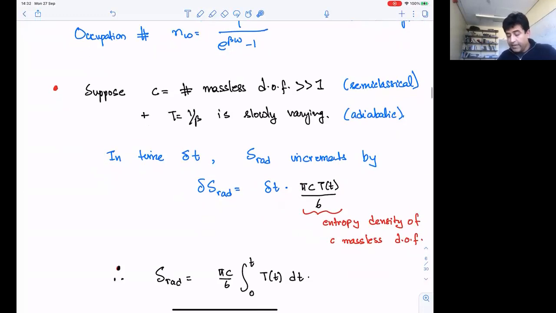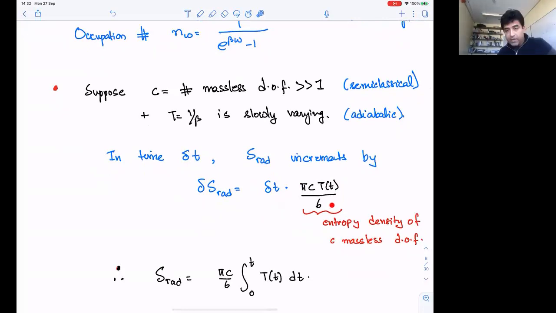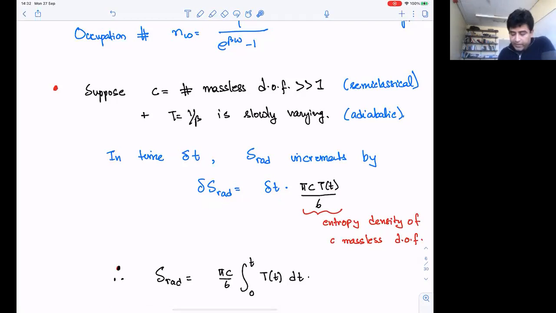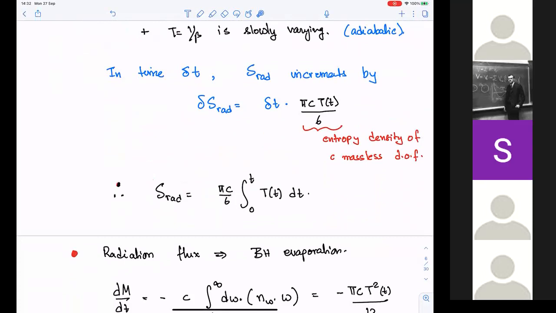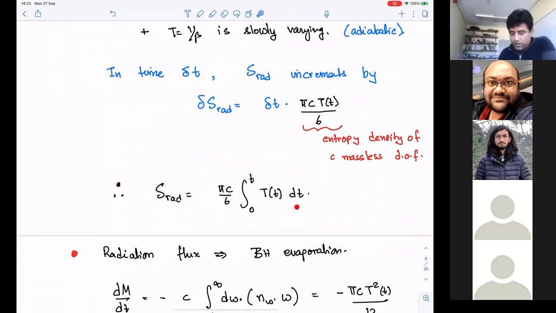That is the standard result, which you can either get from standard statistical mechanics, or from your favorite conformal field theory textbook. It tells you that the entropy rate goes like pi C times the temperature over 6. Of course, the temperature is a function of time, and adiabaticity here plays an important role. So in any given time delta t, the entropy in the radiation increments by precisely this amount. Therefore, the entropy in the Hawking radiation over time t is given by just integrating this expression from 0 to t.